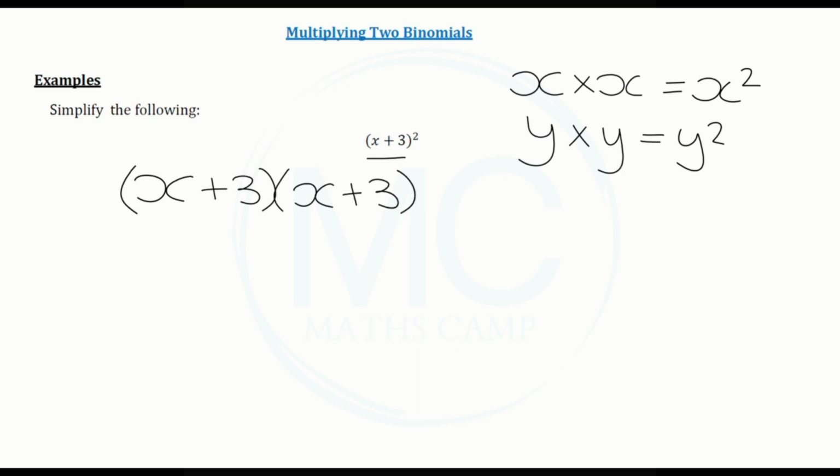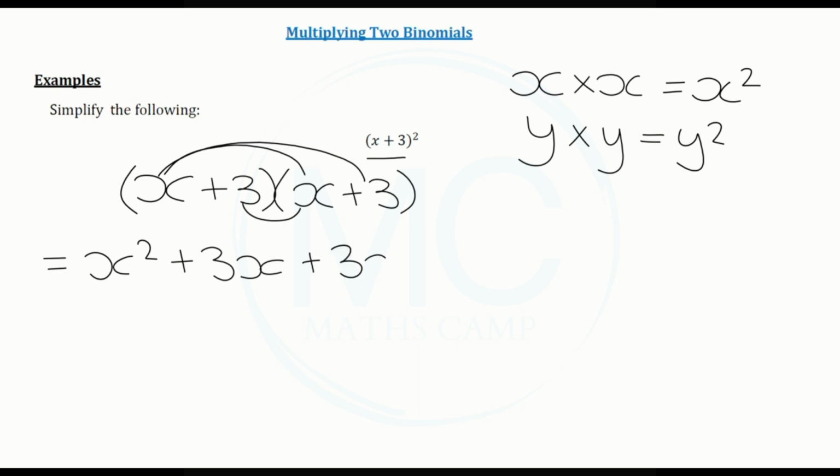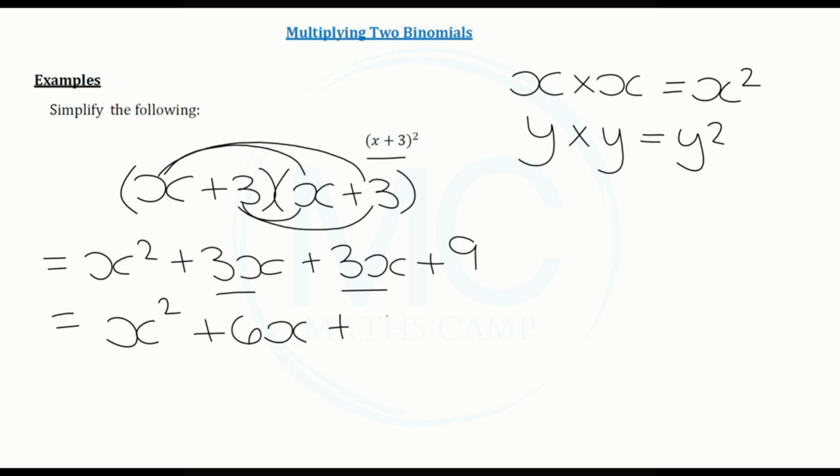Now we can expand our brackets. X multiplied by x gives us x squared. X multiplied by 3 gives us positive 3x. 3 multiplied by x gives us positive 3x again. And 3 multiplied by 3 gives us positive 9. Now we can add like terms. We have x squared. 3x plus 3x gives us positive 6x. And then we have 9.